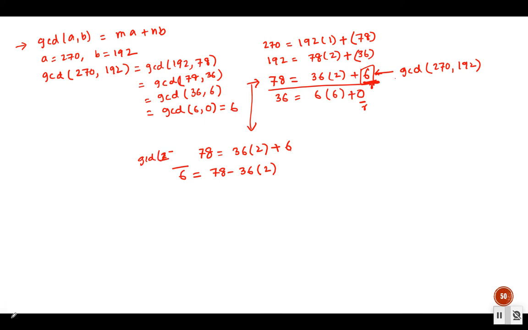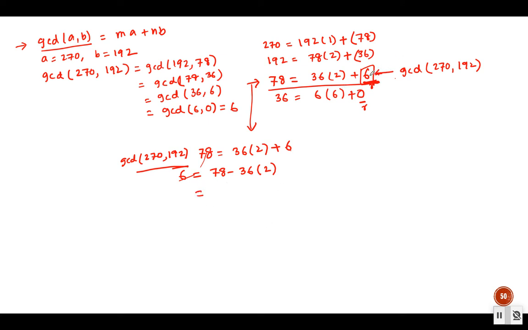I'm sorry, let me erase that. This value is our GCD of 270 and 192, this one is our left hand side. We are going to represent this value 6 as a linear combination of m times a plus n times b. Let's see how we can do that.